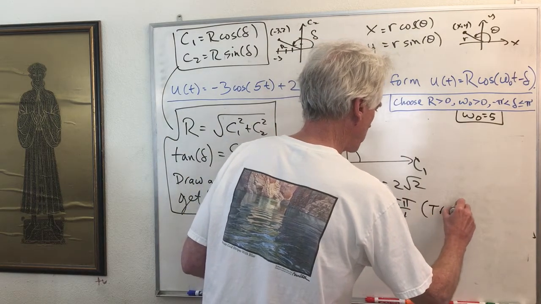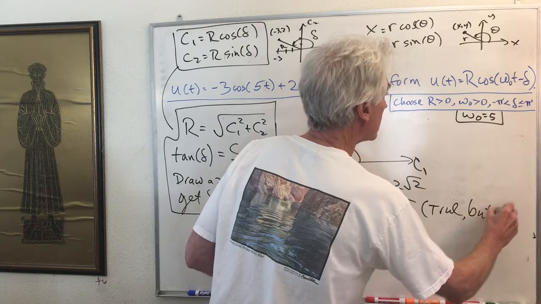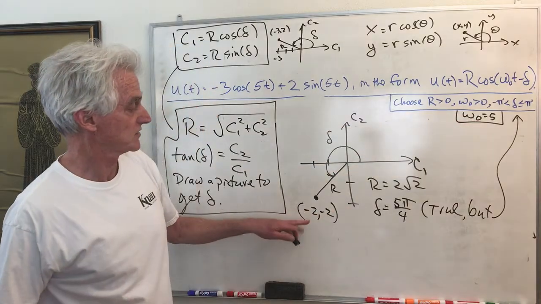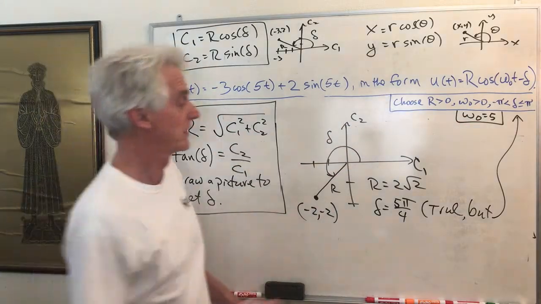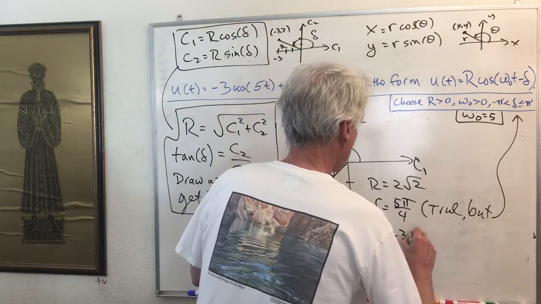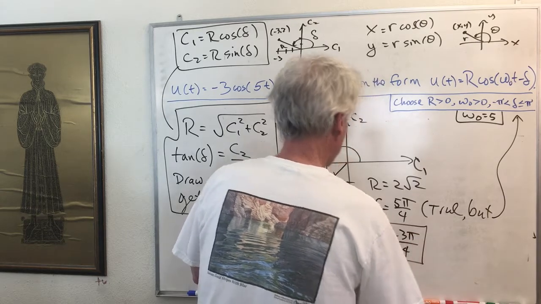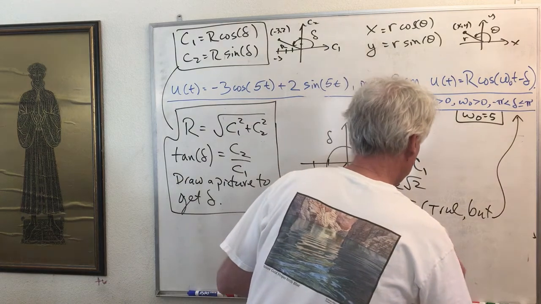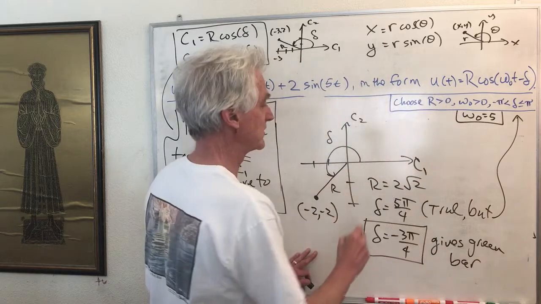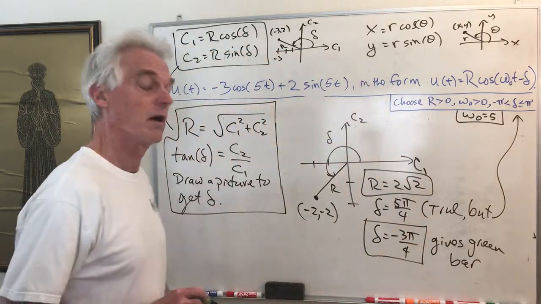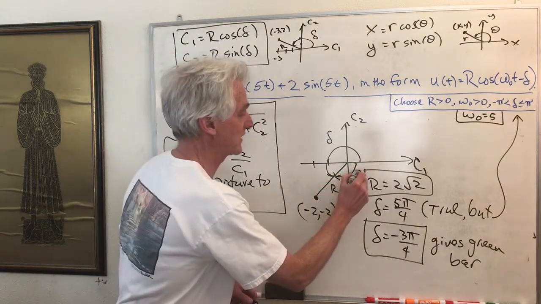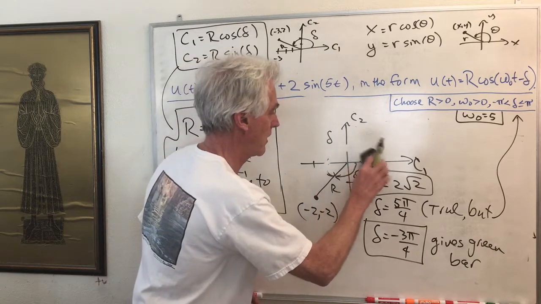This is true, but they want you to find a delta that's between minus pi and pi. So the thing you'd have to enter into WebWork for this would be delta is minus 3 pi over 4. This gives you the green flash, or the green bar, that WebWork says it's okay. Okay, all right. And this is another representation. This is actually the delta we're going to use on this one.